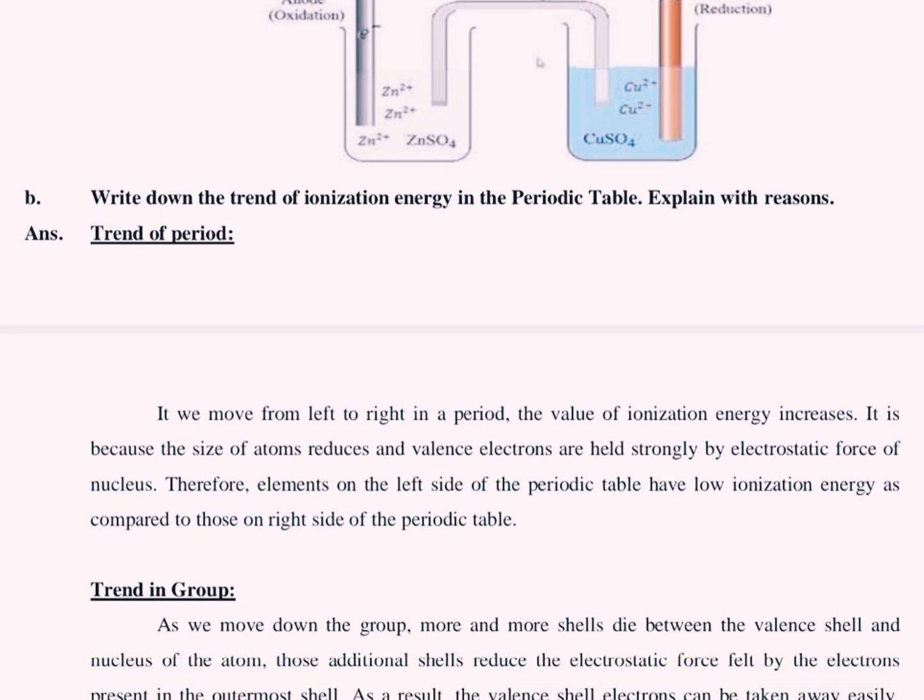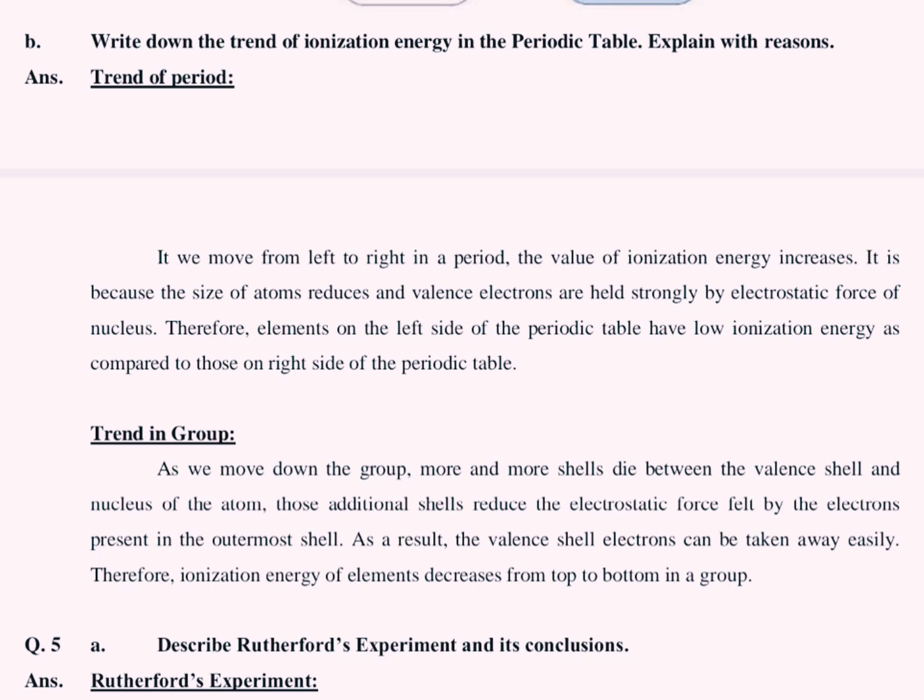Then we have: write down the trend of ionization energy in the periodic table, explain with reasons. Ionization energy means the energy you need to convert your atom into ions. So that simply means just look at your periodic table. When you move along the period, the number of electrons is increasing, the number of protons is increasing, but if you look at the size, because there is no change in the shell number, the size decreases. So along the period, ionization energy will increase.